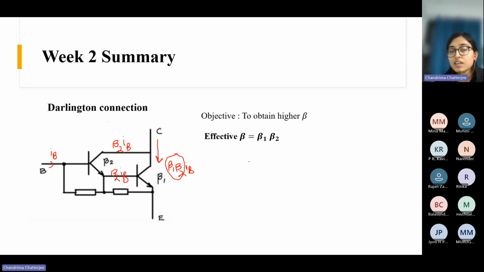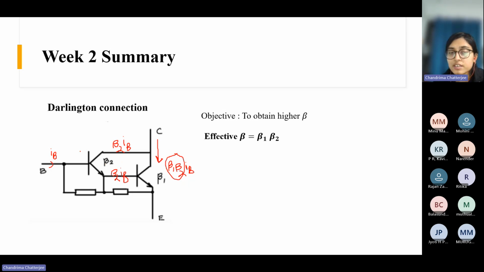That's what I have written here. In the industry, some ready-made packages are available, which is a Darlington pair. Basically, you will have this terminal and this terminal, and the effective beta would be the multiplication of the beta of this and the beta of this. So you will get a very large beta, like some 500 or 600, up to 1,000 also, by implementing this connection.